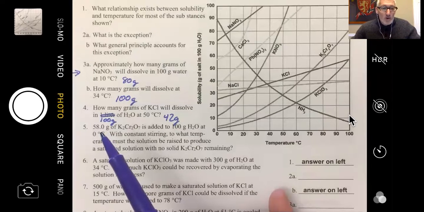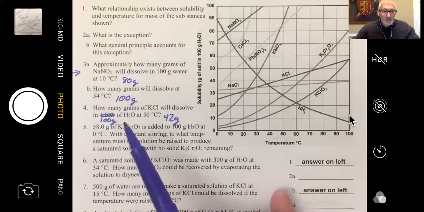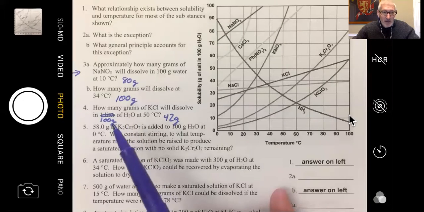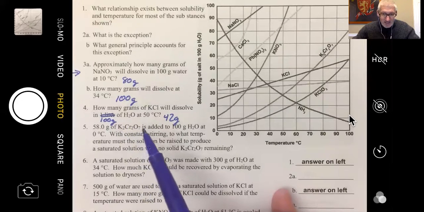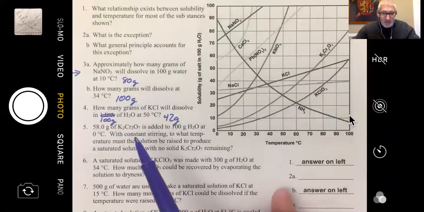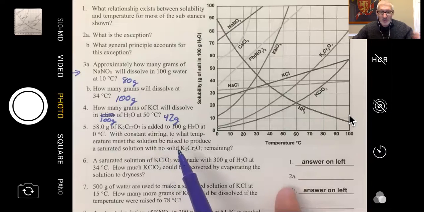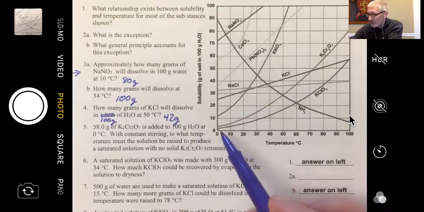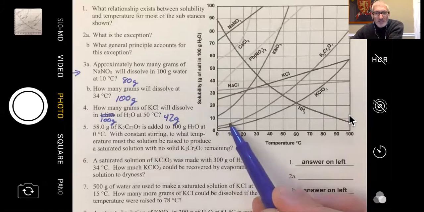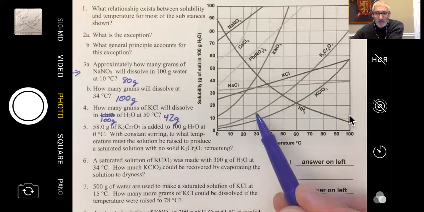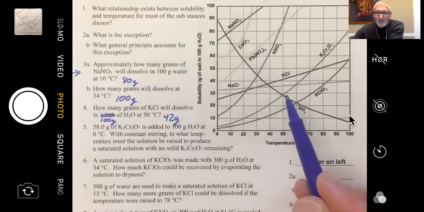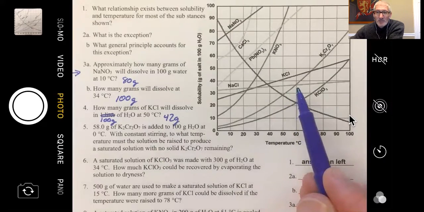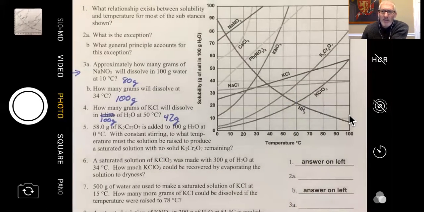And you'd end up with 54 grams, 58 minus 4, 54 grams of this sitting on the bottom of the drink container. Now it says we're going to stir this thing up and we want to see what temperature the solution must be raised to produce a saturated solution. So I want to get to the point on this curve where all 58 grams is dissolved. So guys, tell me what temperature I probably need to get up to roughly. Like 80.